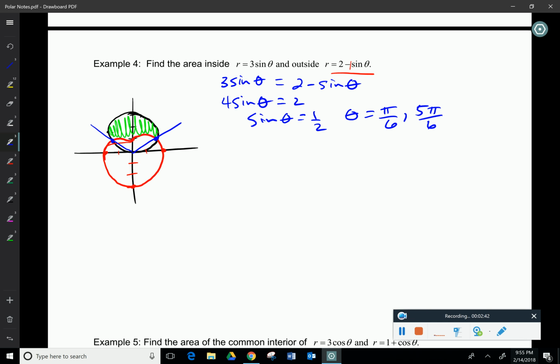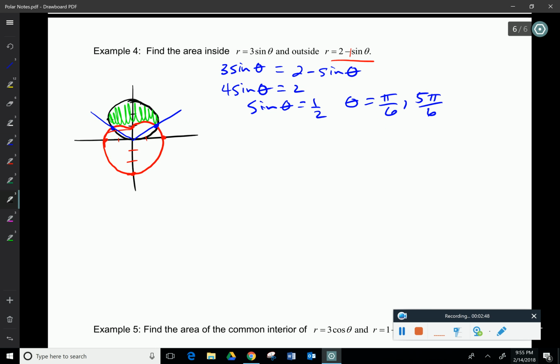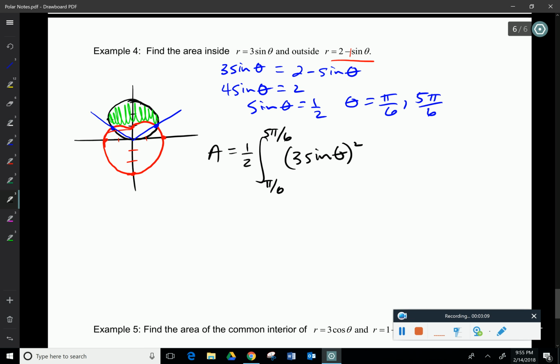So here's what I want you to think about. If I were going to integrate the black circle, I would say area is 1/2, integrate from pi over 6 to 5 pi over 6. If I'm just going to integrate the black one, which was the 3 sine theta, and I'll square it, then it's more than just the green. It's actually all of this, right? If I were to integrate inside the black circle, but only between those blue lines.